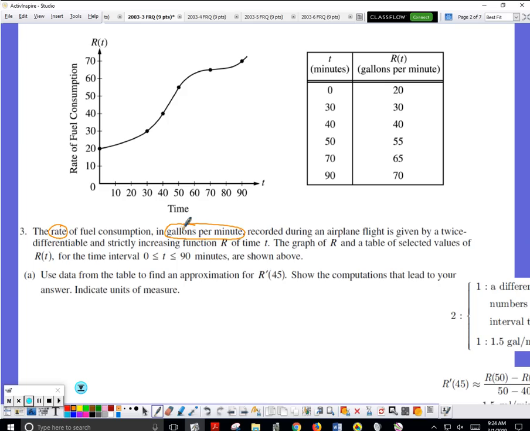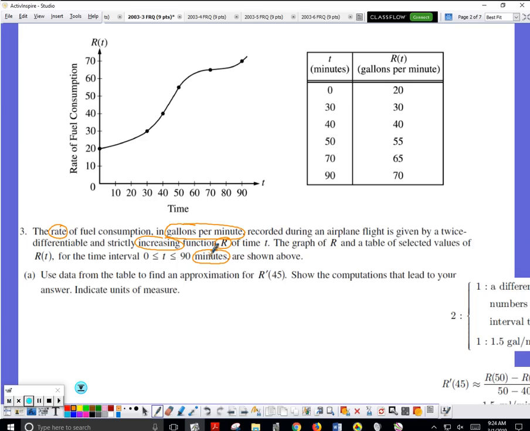The fact that R is increasing is often needed. They give me a graph of R. The table always shows selected values, so we're good there. I probably circle the minutes just to keep track of units. Question?